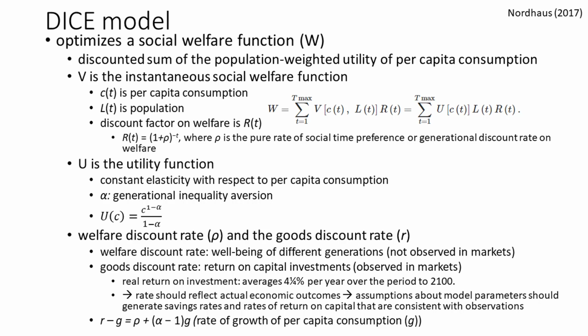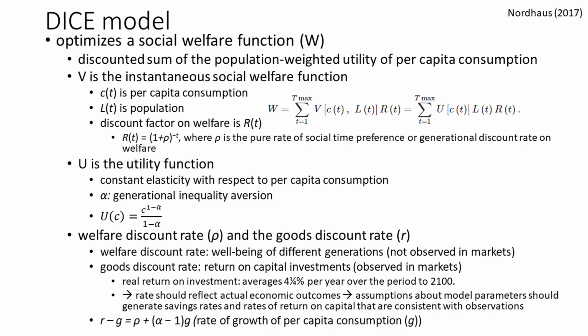And first, there is a welfare discount rate, and it's not observed in the market. People have this, but we cannot define it. But there is this goods discount rate, so practically we can see that this is the amount of goods and services which were produced in the economy. And so this is the real return on investments.